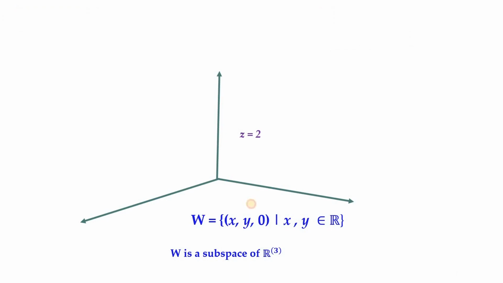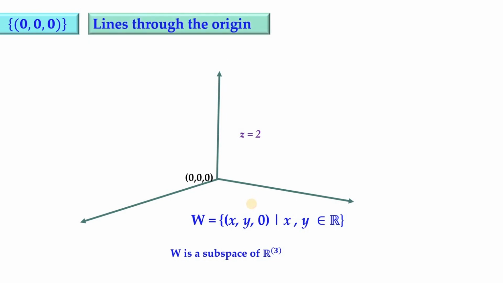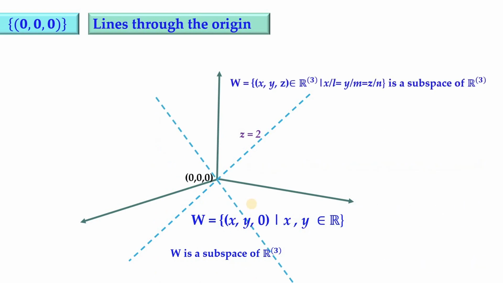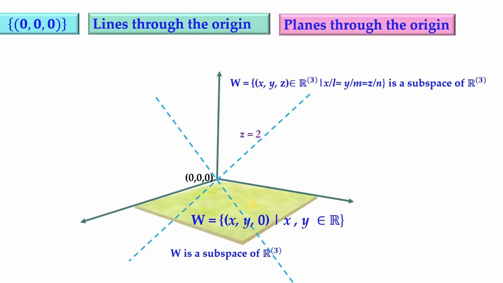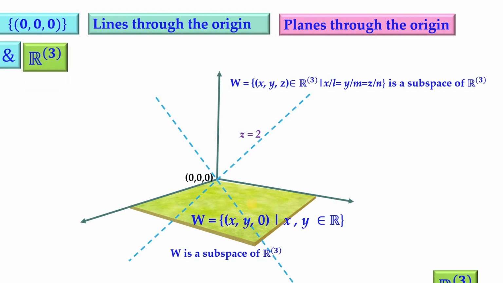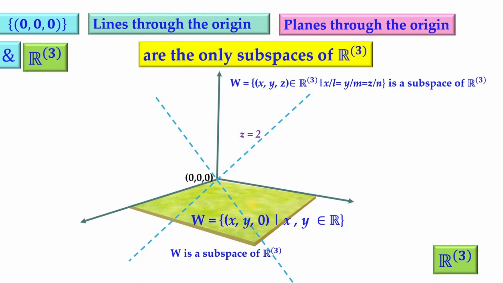Now in the case of R3, again the zero vector, that is the vector with components (0,0,0), is a subspace. Lines through the origin are all subspaces, given by the equation x by l equal to y by m equal to z by n, and then planes through the origin are also subspaces of R3, and R3 itself is a subspace. So these are the only subspaces of R3.